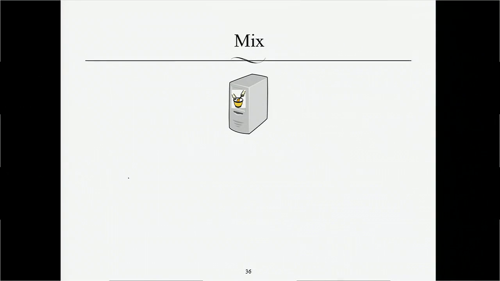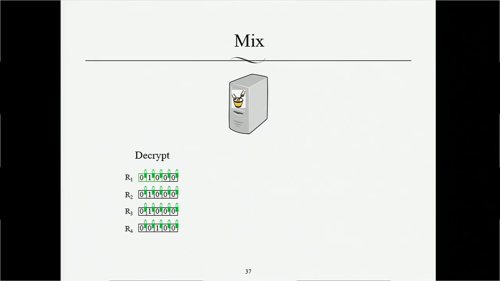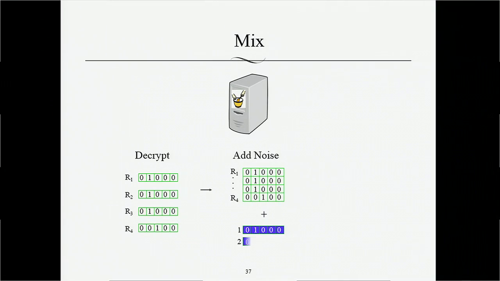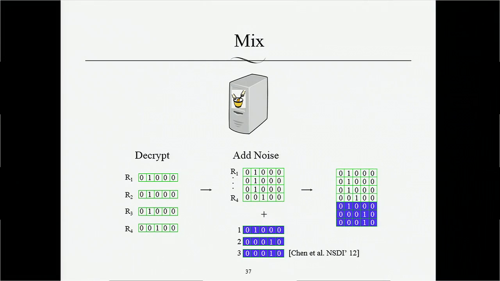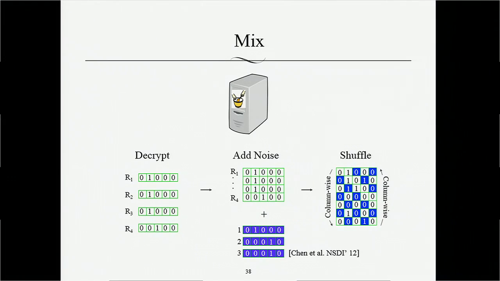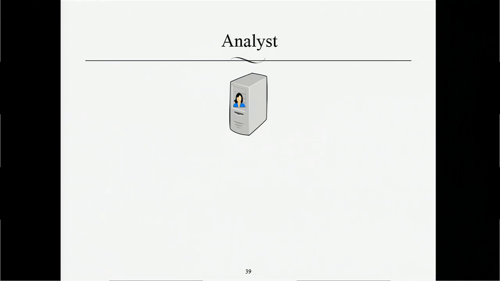So here the mixers receive all the responses R1, R2, R3, and R4. They decrypt them, but the values are still obfuscated, so the mixers don't learn anything. And then we add noise based on the Chen-Natal scheme. And here the mixers don't learn the noise either, because the noise is also obfuscated. And then the mixers shuffle them column-wise. Once the mixers have shuffled them column-wise, they just forward it to the analyst.